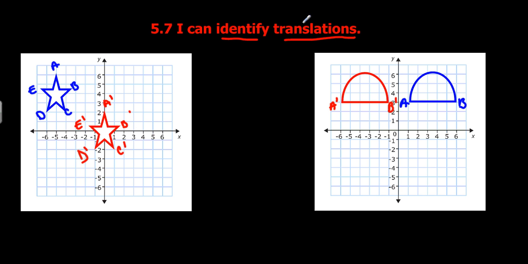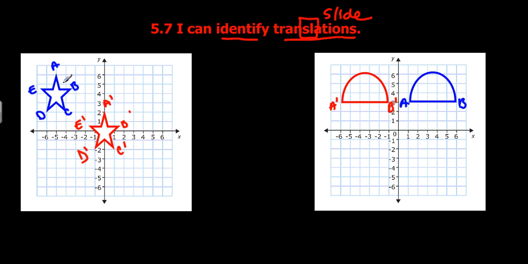When I think about translations, I think about how this "SL" is hidden in the word translation, and it's my hint that this is just like describing slides in elementary school. We're just going to sophisticate it a little bit to the middle school level, but let's just start with what we used to identify slides with.